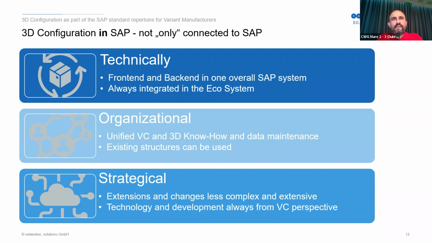No, it's the front ends also SAP supports in standard. And I have a backend system, which is also pure SAP, and so always integrated in the ecosystem of SAP. What does it mean for my organization? It means that I can unify the teams and the know-how around VC with the 3D competence and know-how.